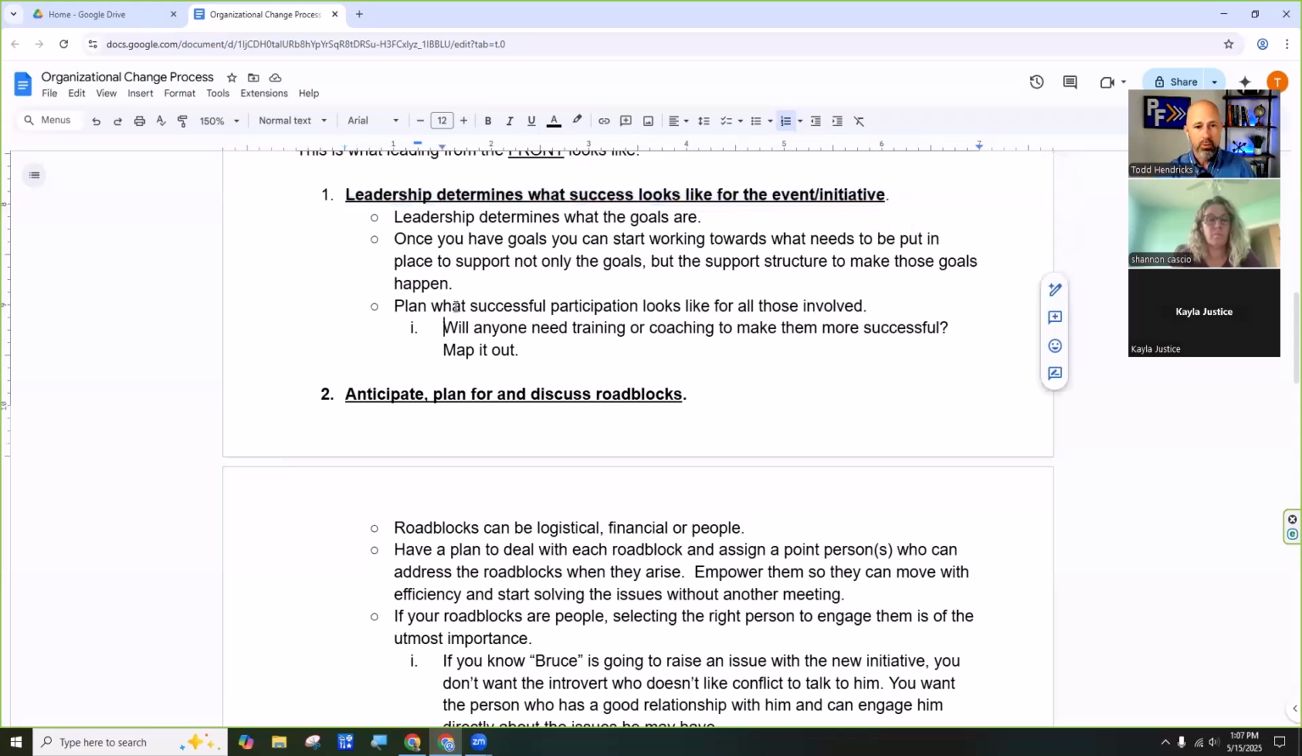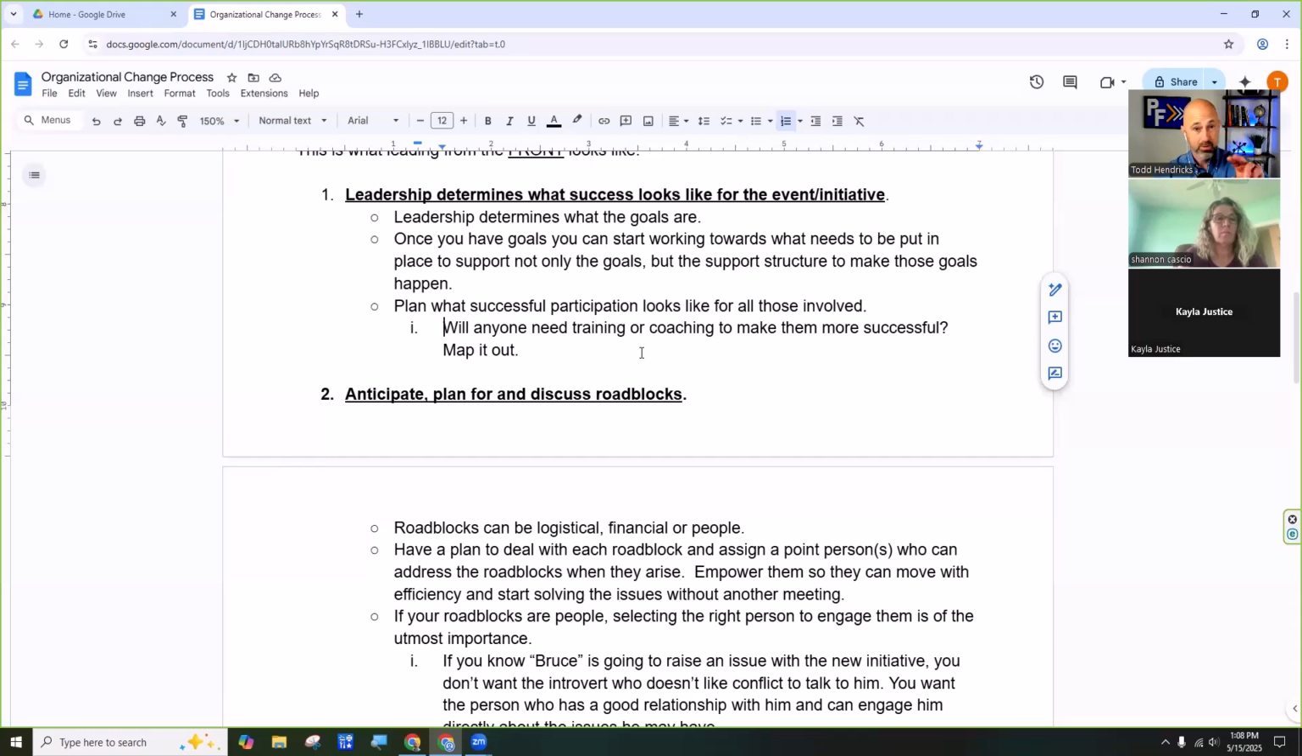So then we plan what successful participation looks like for all those involved. We will map out any training or coaching that people need so that they can be successful. All right, so if we're going to implement this new process in our business, well, then it's going to look successful if Jim and John both are participating in this way and using the correct forms. But Jim and John don't know how to use those forms yet, so we should give Jim and John some training on how to use those forms. That needs to be part of the process. Okay, and this is all just planning. We haven't even talked to Jim or John yet. Nobody knows this is going on yet.